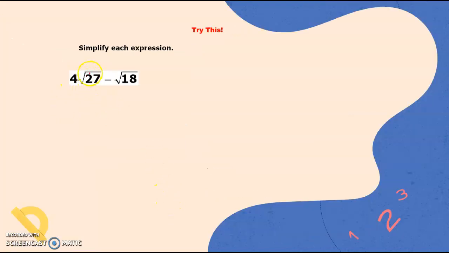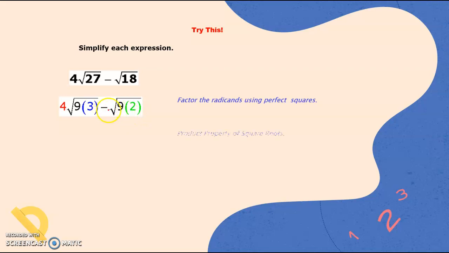Another one is 4 square root of 27 minus square root of 18. No? So, factor ng 27 na perfect square is 9. Yung isa, 9 and 2 din. 9 and 3, sorry. 4 square root of 9 times 3 minus square root of 9 times 2. No? So, and then we take the square root of 9, yung itong dalawang 9. Square root of 9 times square root of 3 minus square root of 9 times square root of 2.